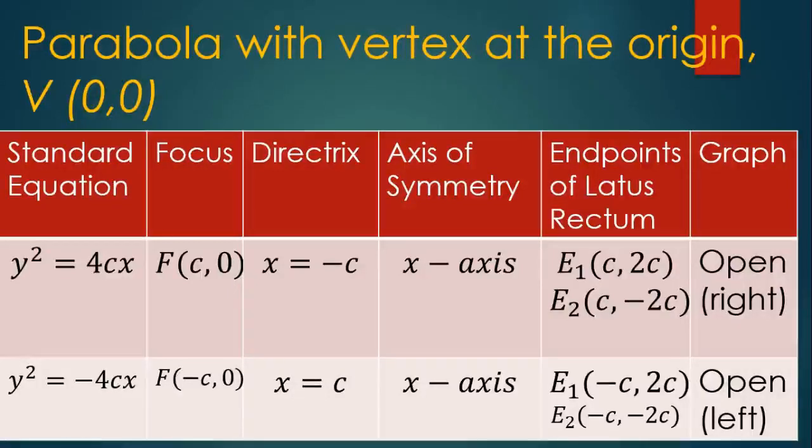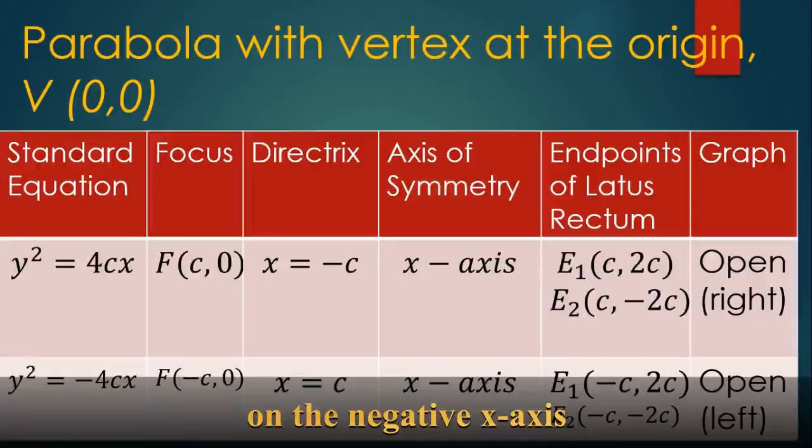When it comes to the endpoints of the latus rectum, ang coordinates of these endpoints are E sub 1 (c, 2c), and E sub 2 (c, negative 2c). Now, when the standard equation of a parabola is like this one, y squared equals negative 4cx, the curve or the parabola opens to the left. Ibig sabihin, nakabuka siya sa kaliwa.